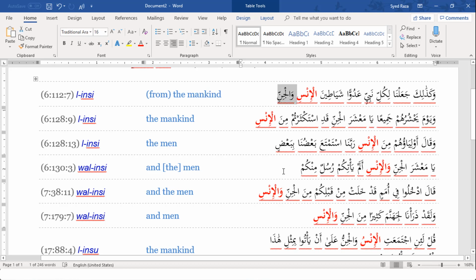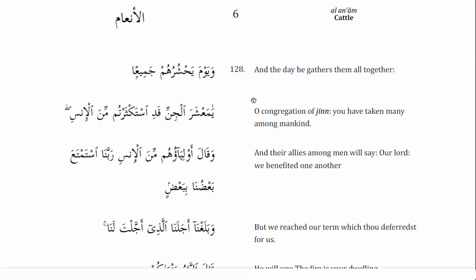Let me give you an example from the Quran. This is Surah number 6, verse 128, just one of the instances. Surah Al-An'am, the cattle, verse 128: And the day He gathers them all together, O congregation of jinn, you have taken many among mankind. Ya ma'shar al-jinn, qad istakthartum min al-ins. So they're saying, O congregation of jinn, you have taken many among mankind.